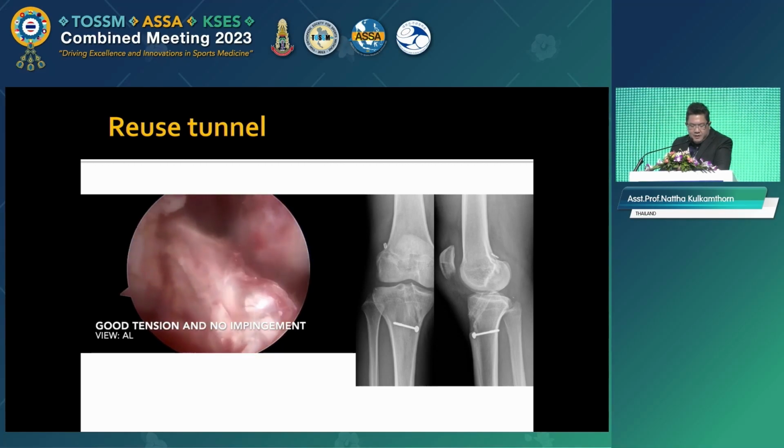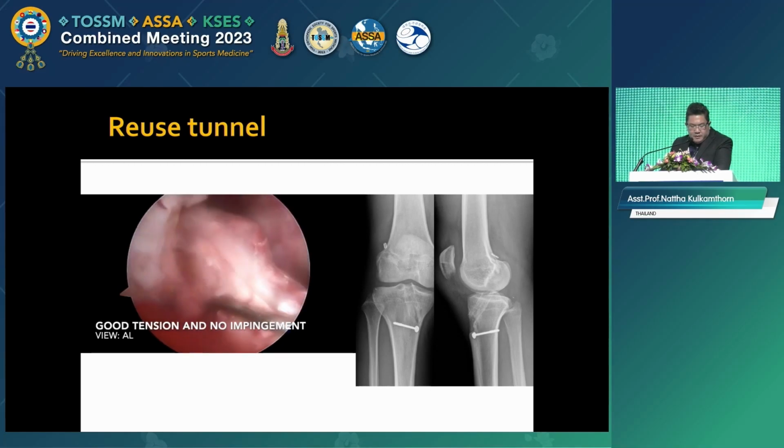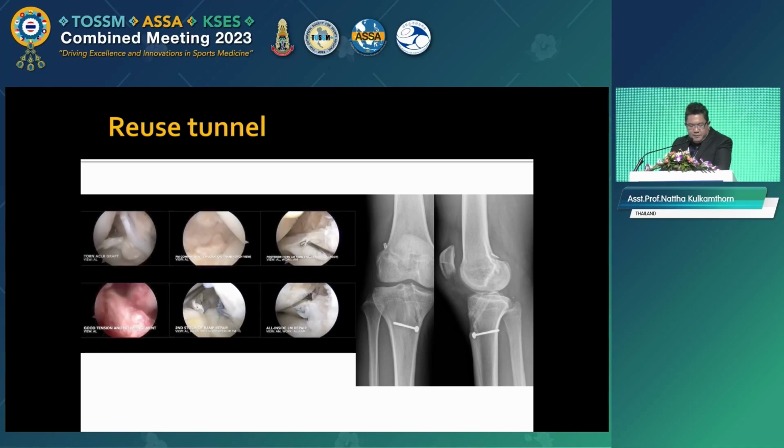Continue that, and for the tibia, we can change the direction more easily than the femur.